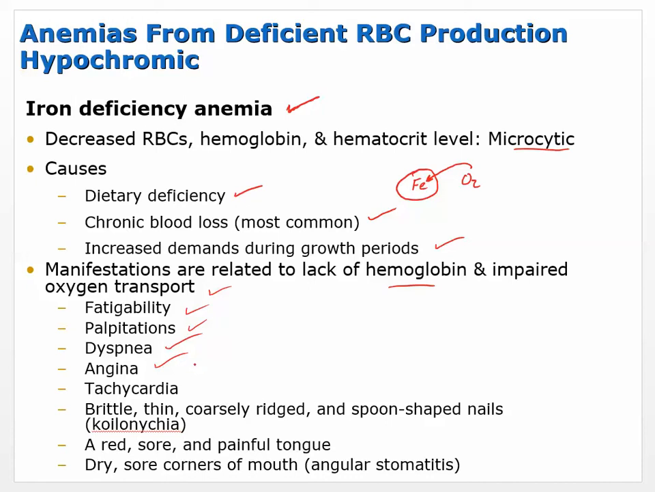If your heart's coronary arteries are already trying to get blood to them, and then on top of that you put any kind of anemia, these really apply to any kind of anemia. If on top of struggling to just get a blood supply you deprive it of oxygen, then your angina is going to kick in more quickly. Tachycardia, and then some other things: brittle, thin, coarsely ridged, and spoon-shaped nails, which is kind of cool, but bad. A red, sore, and painful tongue, which is confusing. I don't know why that happens. Dry, sore corners of the mouth.